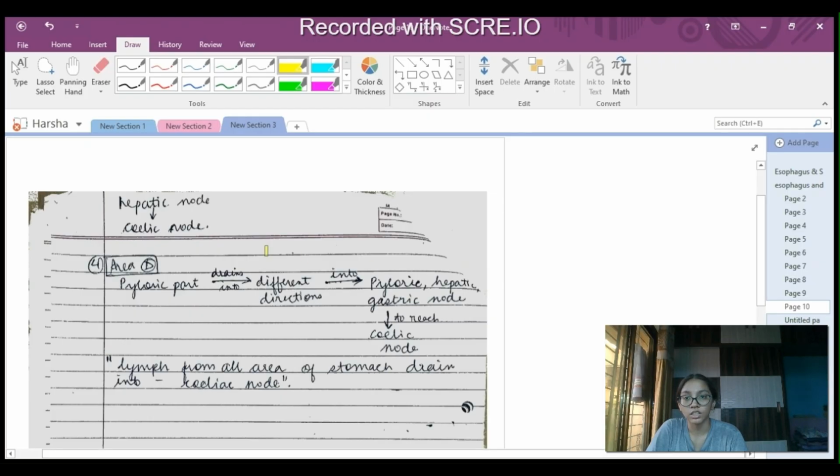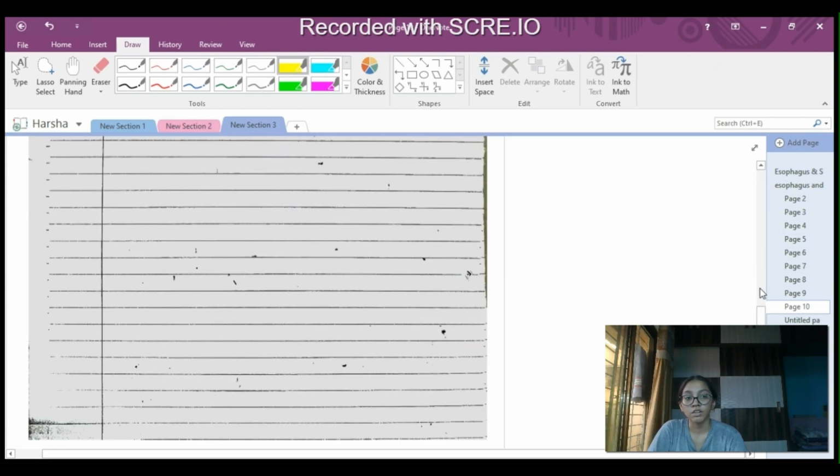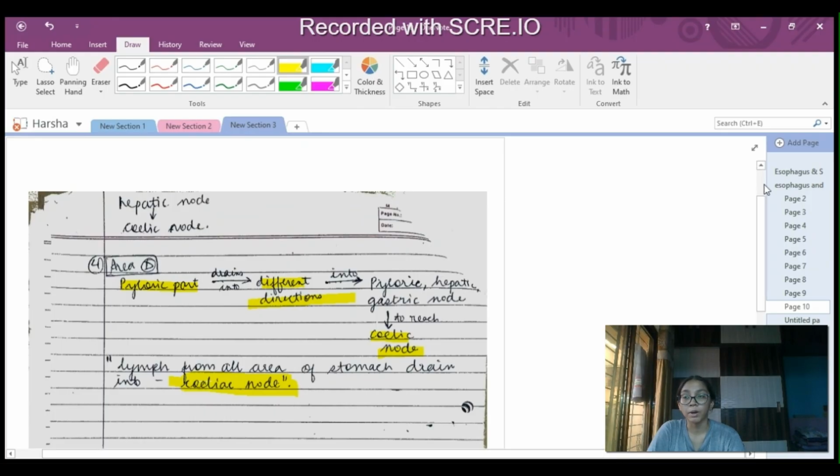And last, area D, which is the pyloric part of the stomach, is draining in different directions and into the pyloric and hepatic gastric nodes to reach the celiac nodes. So lymph from all the areas of the stomach ultimately drains into the celiac nodes. Important. This is about the lymphatic drainage, the blood supply, arterial supply, and venous supply of the stomach.